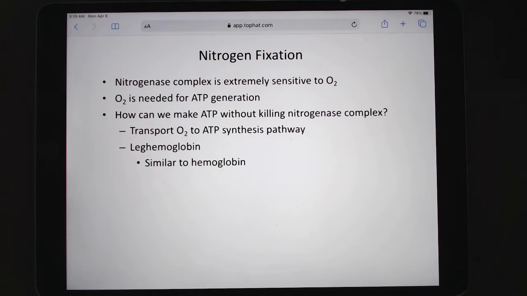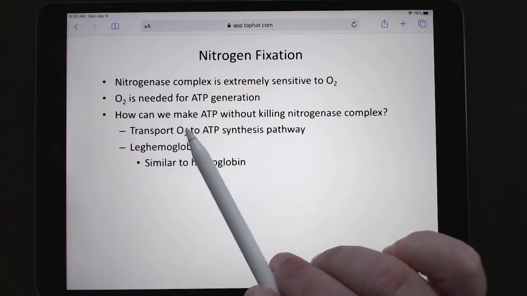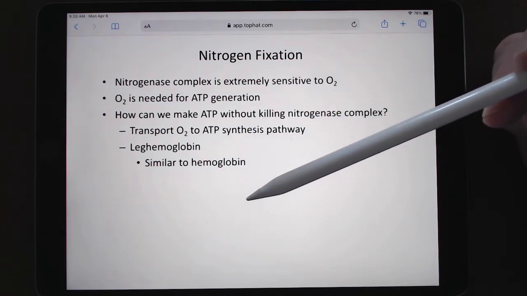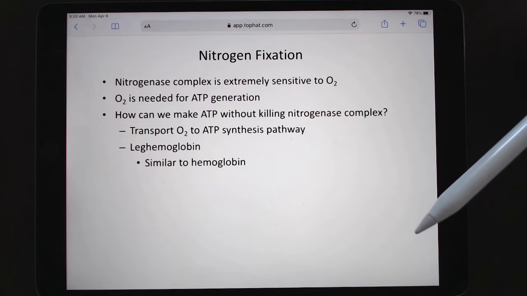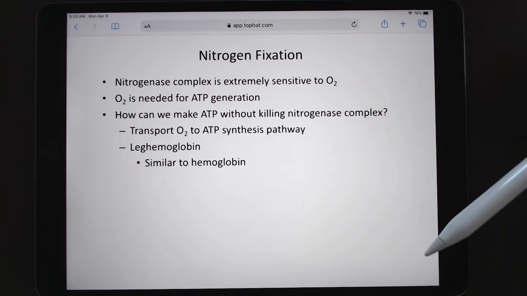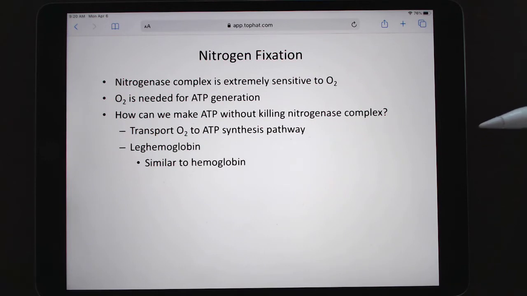Okay, so the nitrogenase complex is incredibly sensitive to O2. But we just talked about oxidative phosphorylation. We need the oxygen around in order to fuel ATP production, to fuel this process. So how do you do this? Well, you compartmentalize the nitrogenase complex into a separate component, and then you transport the O2 to the ATP synthase through a compound very similar to hemoglobin. So you escort the oxygen into the electron transport chain to supply the ATP, but without having to kill the nitrogenase.